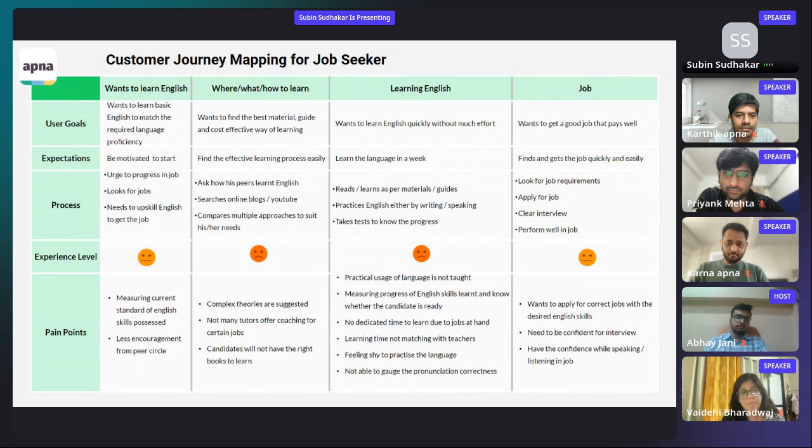He's a blue collar or gray collar job worker, so he's probably doing two jobs in two shifts, so he's not having time. And the next one is he's not able to gauge his pronunciation correctness, right? Even after theoretical English, he's not sure whether what he's saying is being heard properly because of the intense mother tongue influence. And during the job, he's not really confident even after he has done theoretical English learning.